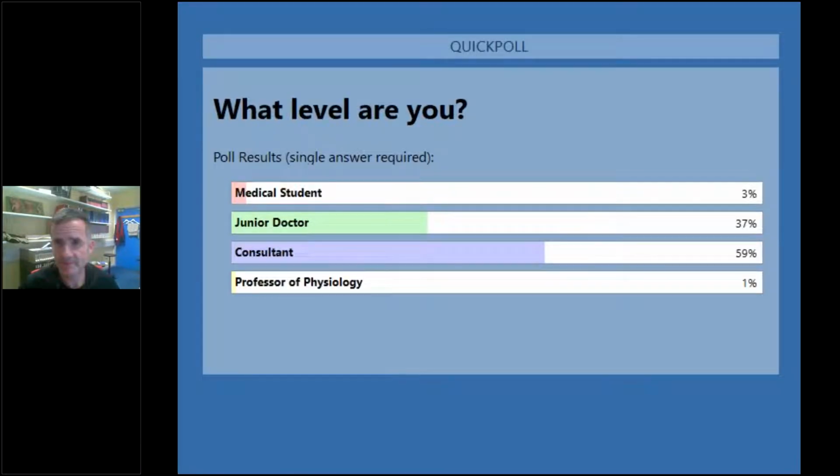Okay, then we have 3% medical students, 37% junior doctors, 59% consultants, and 1%, one person, is a professor of physiology. Who is it? Okay, all right.